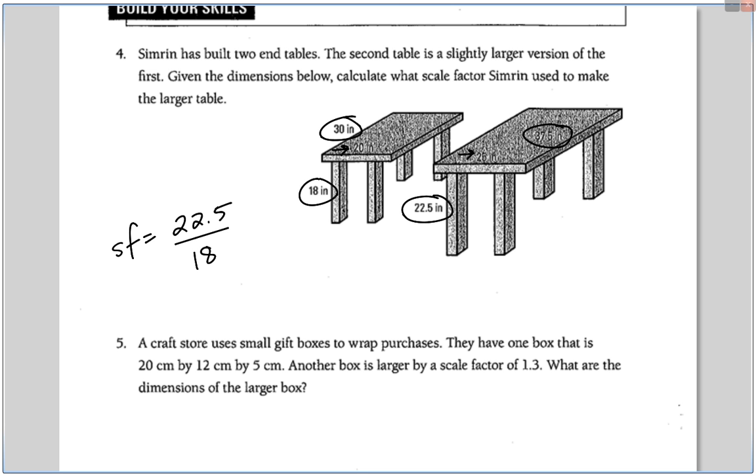22.5 divided by 18. Got 1.25. I'll just check the other ones. 25 dividing 20, 37.5 dividing 30. Those should be similar. 25 dividing 20. Yep, that one's the same. 37.5 dividing 30. And yes, that one's also the same.